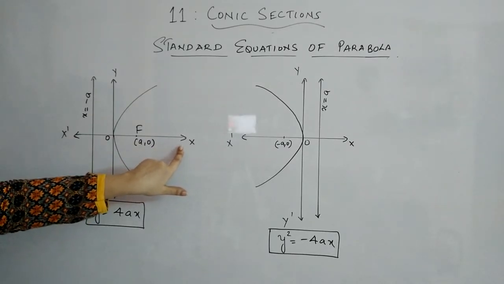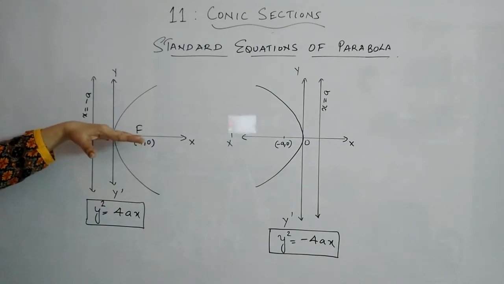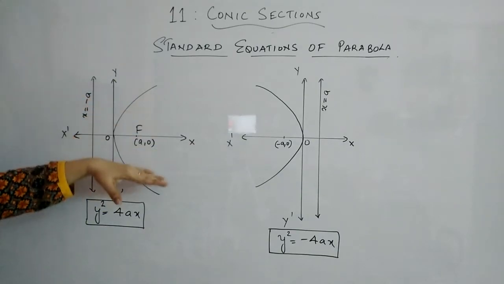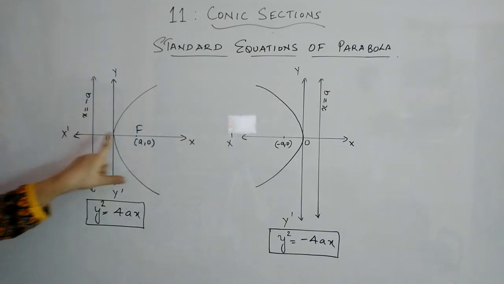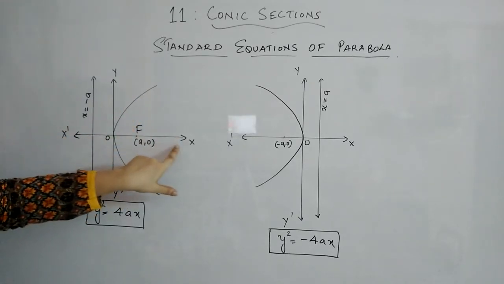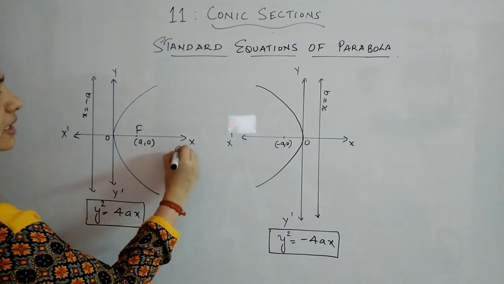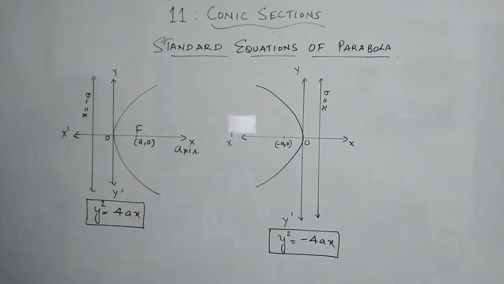What do you mean by axis? This is the line which divides the parabola into two symmetric parts. Two symmetric parts have been formed by this x-axis, so this is acting as the axis of symmetry or axis of the parabola.